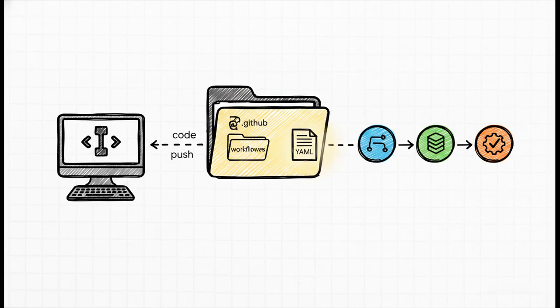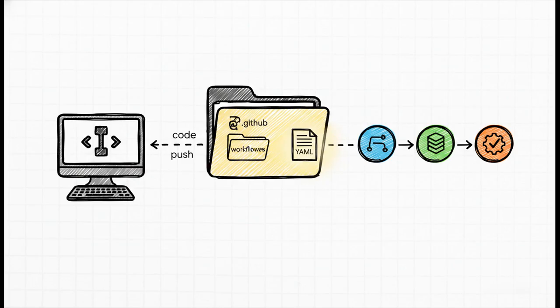See that on push branches main part? That just tells GitHub Actions, hey, run this every time code gets pushed to the main branch. The steps are super readable. It checks out your code, sets up Node.js for you, runs npm install to get your dependencies, and finally runs your tests with npm test.